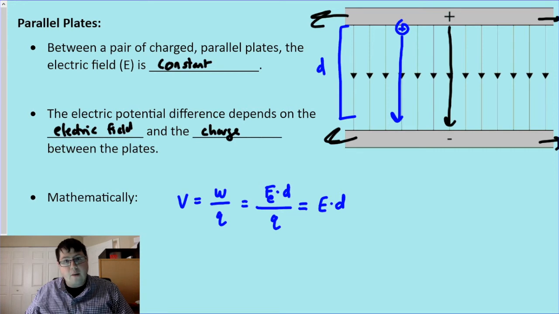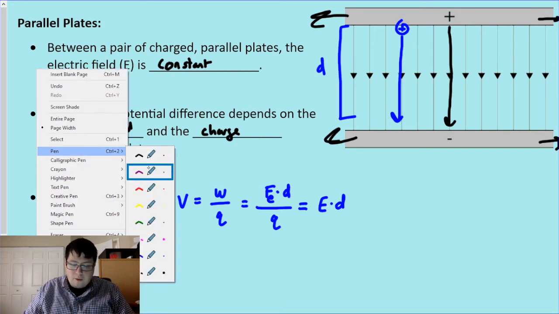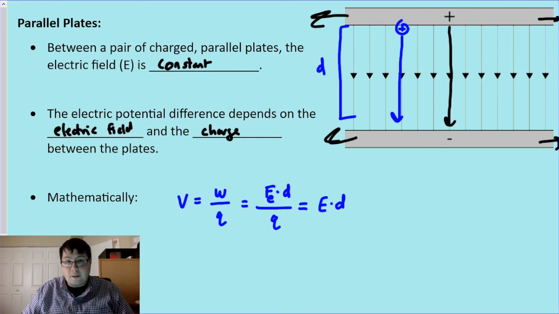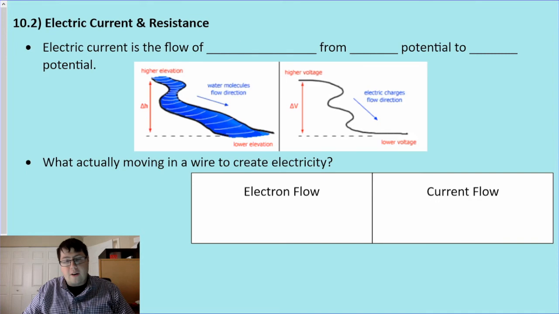Okay, moving on here. Let's go ahead and talk now about the flow of charges in a circuit, otherwise known as the electrical current. So electrical current is the flow of positive charges from high potential to low potential in a circuit, just like you can think of a river, where water in a river will flow down that river from a high elevation to a low elevation.